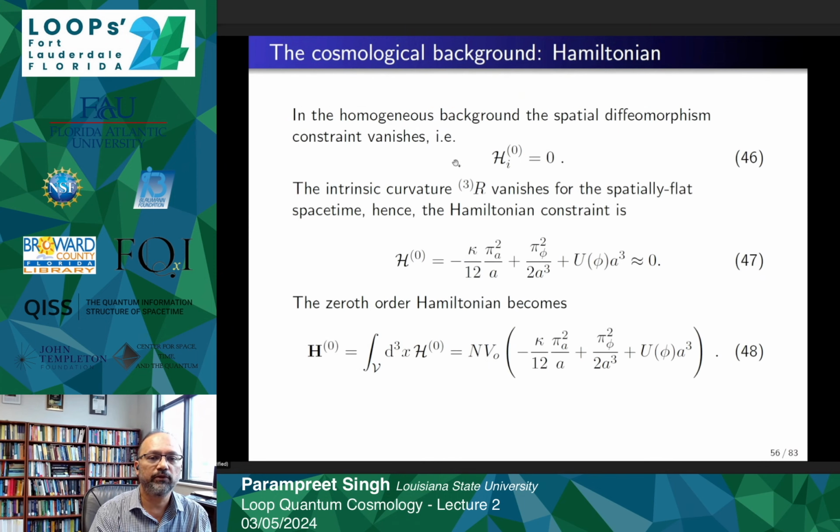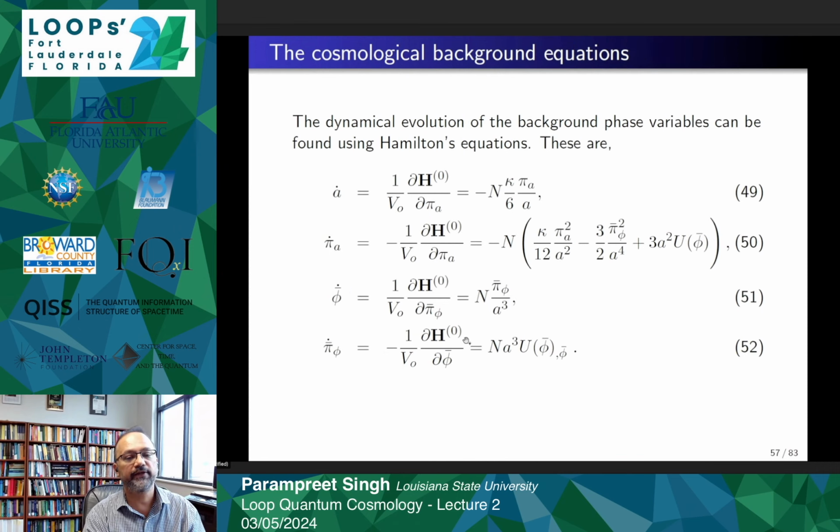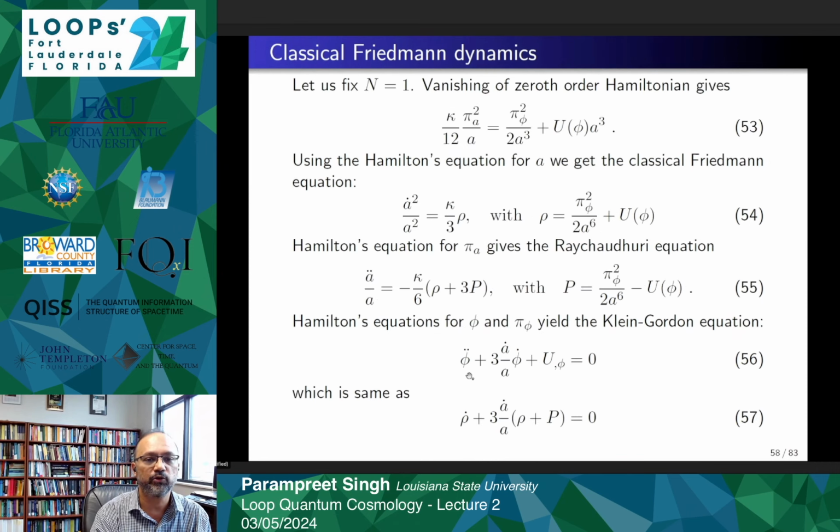In the cosmological background, in the homogeneous background, the spatial diffeomorphism constraint is satisfied. It vanishes because of the symmetries. The only non-trivial constraint is the Hamiltonian constraint, which now in terms of pi a and pi phi is given by this. And the zeroth order Hamiltonian for the background is just this part up here, equation 48. You can again look at the Hamilton's equations of this zeroth order Hamiltonian, the dynamical evolution. And it turns out that if you take lapse equal to 1, these Hamilton's equations immediately lead you to the Friedmann equation, the Raychaudhuri equation, the Klein-Gordon equation, which essentially is the conservation law.